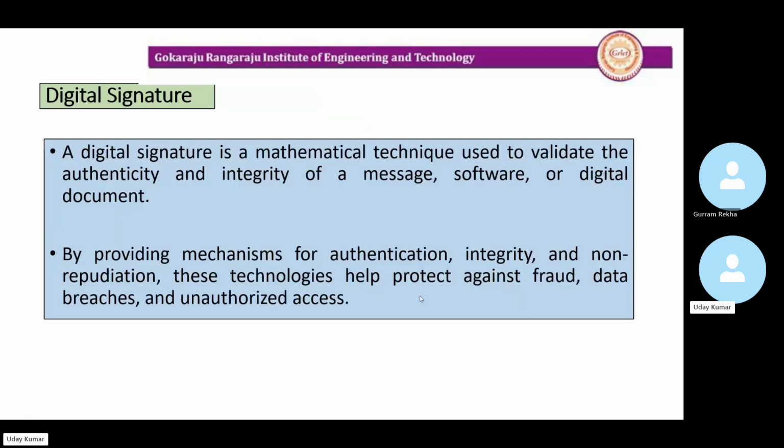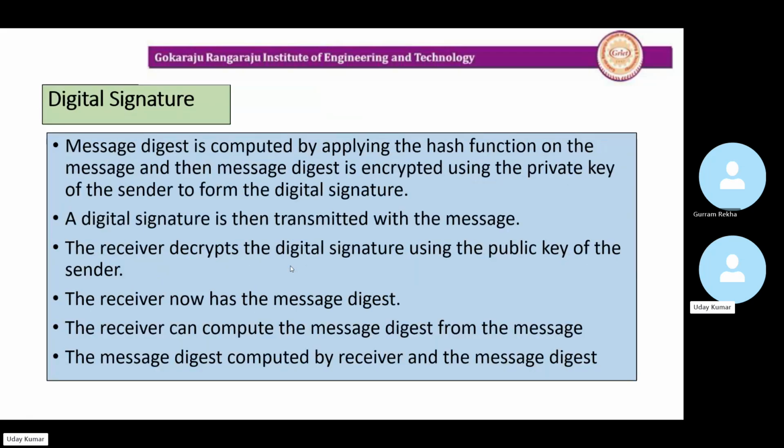So the next topic is the digital signature. It's a mathematical technique used to validate the authenticity and integrity of a message, software, or a digital document. By providing mechanisms for authentication, integrity, and non-repudiation, these technologies help protect against fraud, data breaches, and unauthorized access. To understand a digital signature, a message digest is computed by applying a hash function on a message, and then the message digest is encrypted using the private key of the sender to form the digital signature. It is then transmitted along with the message.